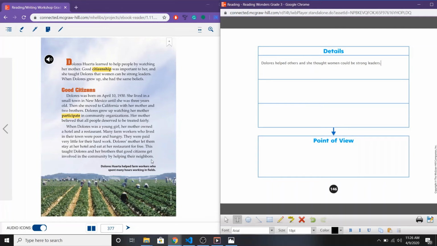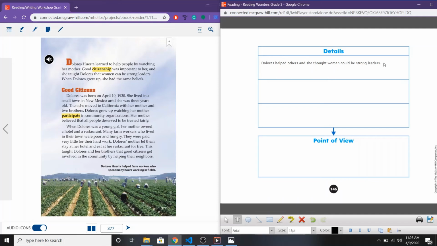I've hit the end of another paragraph, so I'm going to ask myself again, is there something that will help me figure out how the author feels about Dolores? Now, looking at this beginning chunk, it's once again just giving us background information about where Dolores lived, what her community was like. And then they told me a little bit about her mother again. And then this last sentence, this taught Dolores and her brothers that good citizens get involved by helping their neighbors. That does give me a clue about the author's point of view.